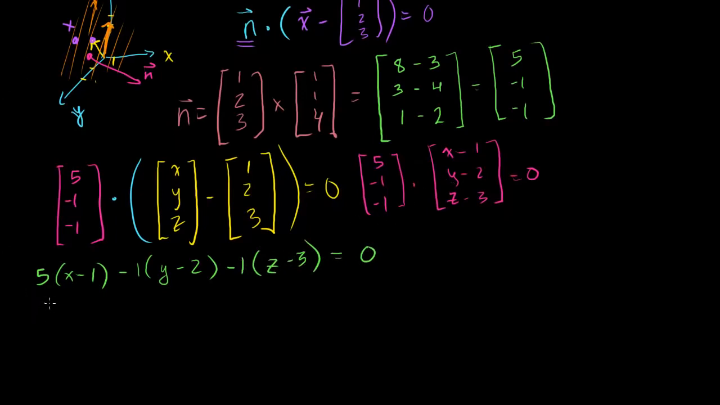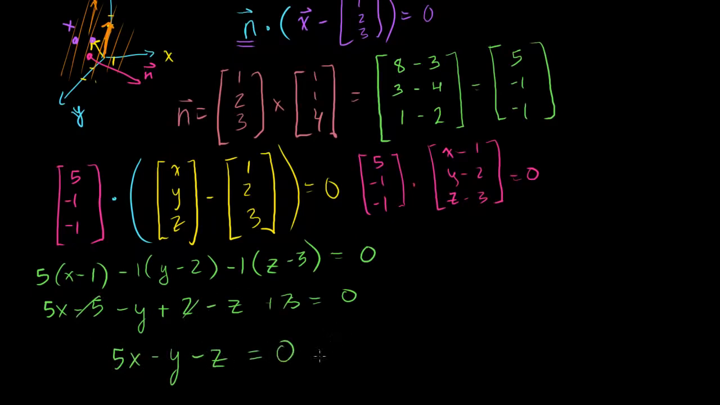And if I simplify this, I get 5x minus 5 minus y plus 2 minus z plus 3 is equal to 0. You have 2 plus 3 is 5 minus 5, so those all cancel out. And we get 5x minus y minus z is equal to 0. And this plane in R3 is the column space of A. So we've now shown that it's truly a plane.